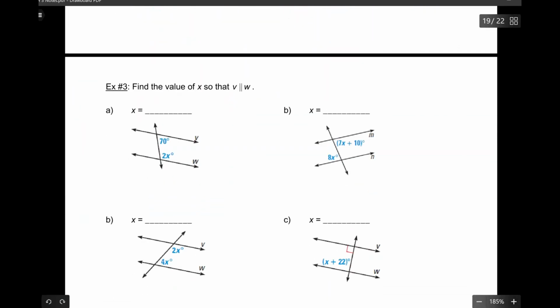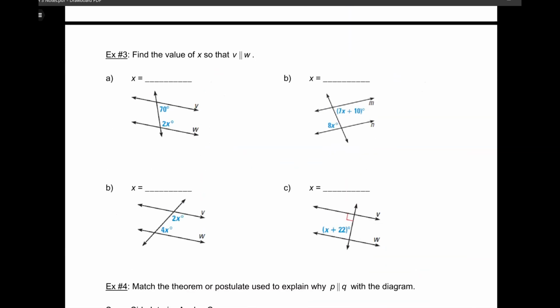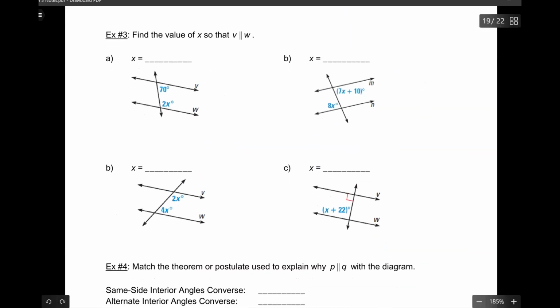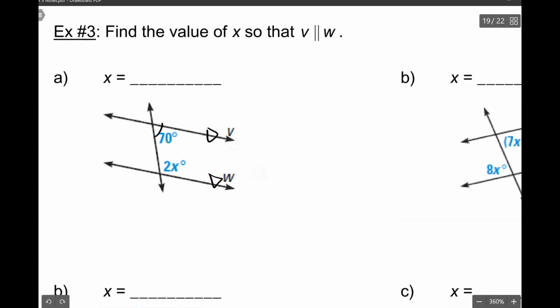All right, we're getting close. Last page. So find the value of x. So v is parallel to w. Okay, we want them to be parallel. I want these two to be parallel. So based on what I'm given, same side interior angles. Well, that means same side interior, they have to equal 180 in order to be supplementary, and if they are supplementary, that would prove that line V is parallel to W. So I have to find the value of x where this is true.